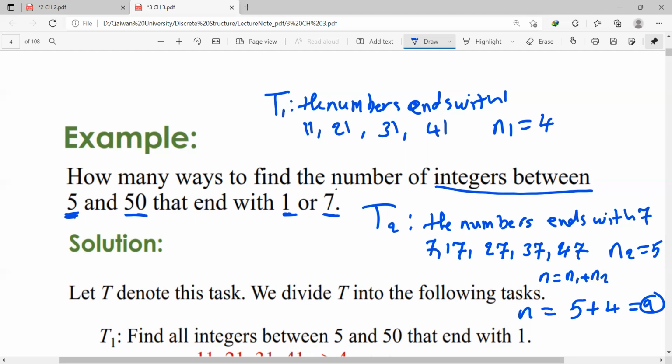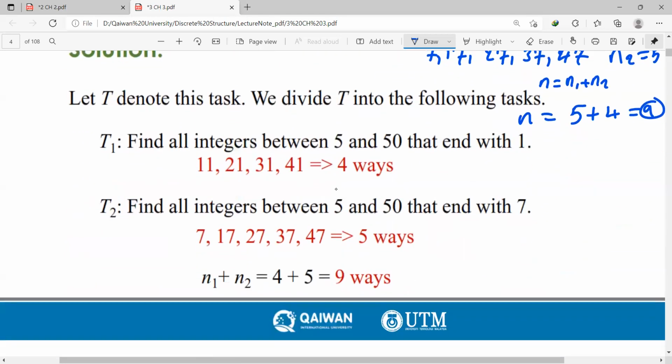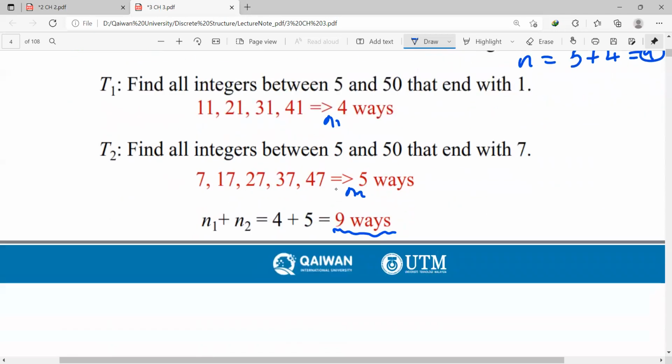Because it says from 5 to 50, 1 is not in that range. That's why we didn't write it down. Okay? And here it's written down. This is N1. This is N2. So N1 plus N2 is 4 plus 5, which is 9 ways. That means we can pick a number from 5 to 50 such that it ends with 1 or 7 in 9 ways.